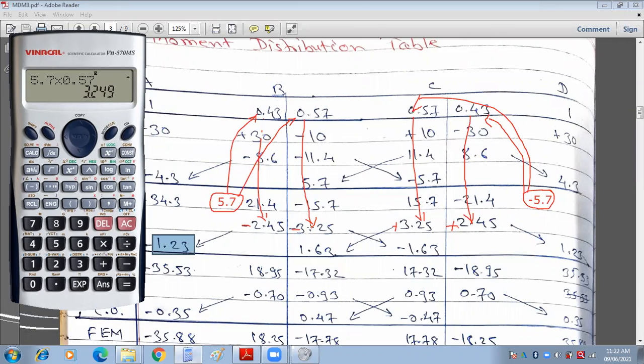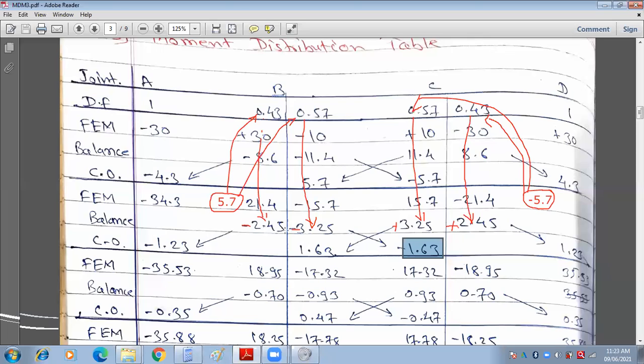Okay, 3.25. The 50% of this moment is transferred to the far end, divided by 2, 1.63. Whatever calculation you have made over here, the same will be applicable to this side, and the values are symmetrical, therefore the values are the same, only the signs are changing, plus or minus.